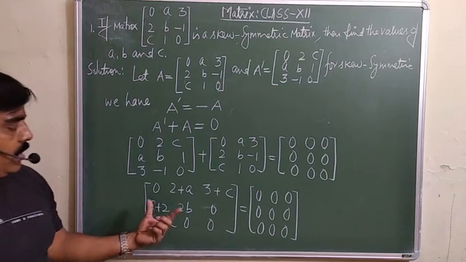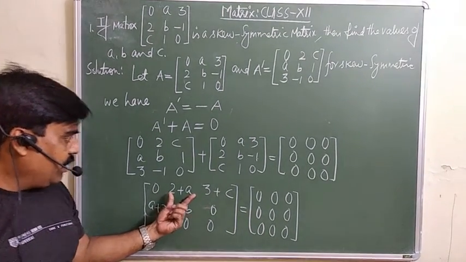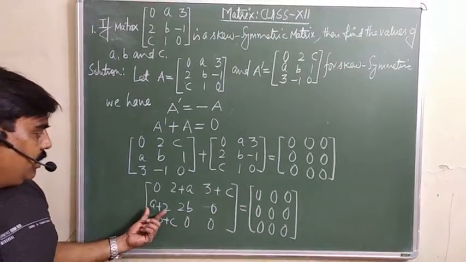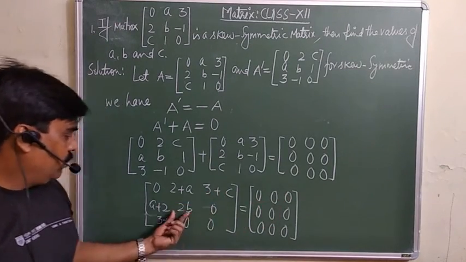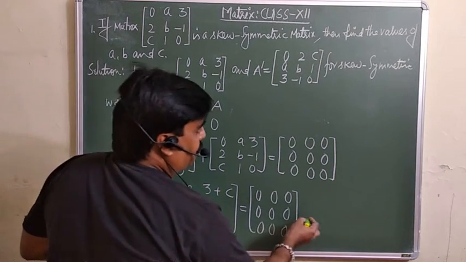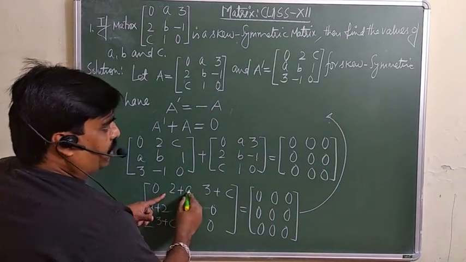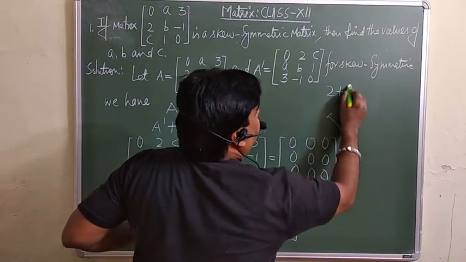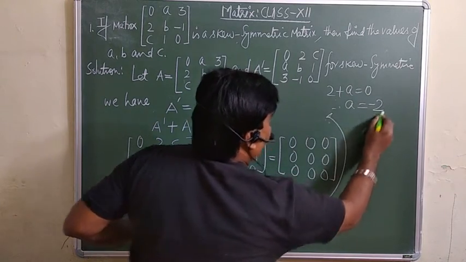Now you can compare their elements. So 2 plus A will be equal to 0. Similarly, A plus 2. Similarly, 3 plus C will be equal to 0. And 2B will also be equal to 0. So comparing their corresponding elements, here you will get 2 plus A is equal to 0. Therefore A will be equal to minus 2.